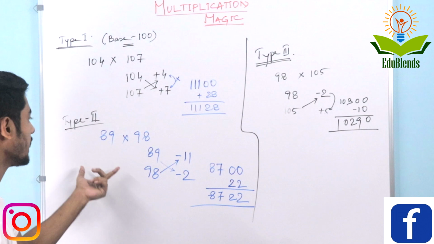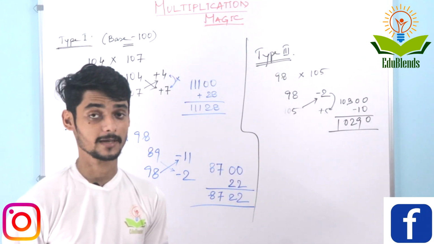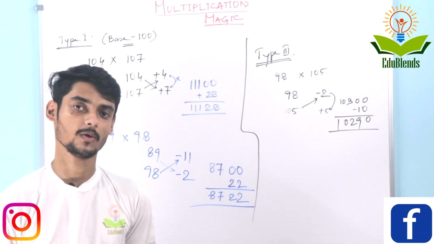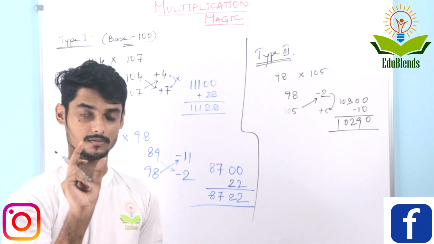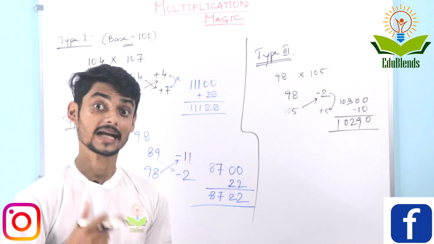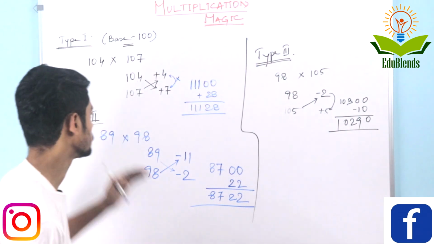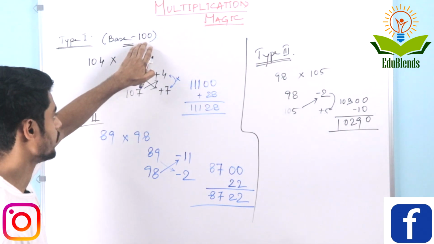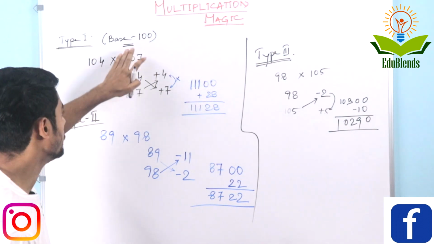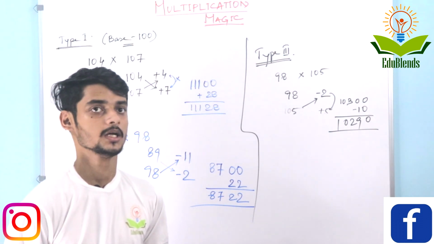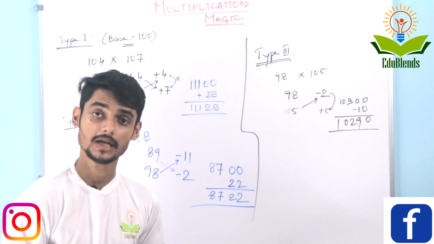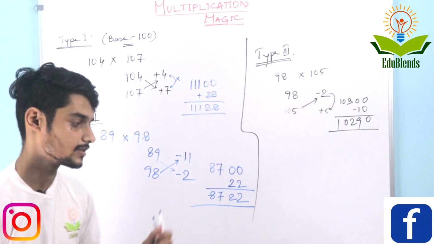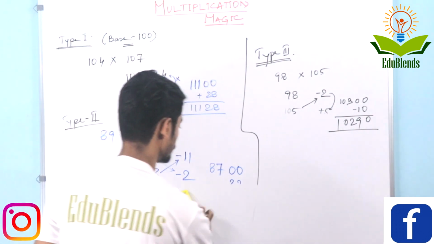These are the three types of base 100. Now you can calculate any number near about 100. Now category 2, we have discussed three types of category 1, that is base 100. Now base is a multiple of 100 like 200, 300, 400 or 150, 250, 350. Let's see how to solve this kind of problems.